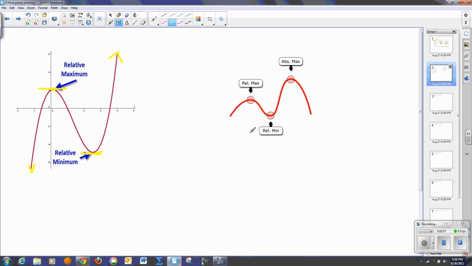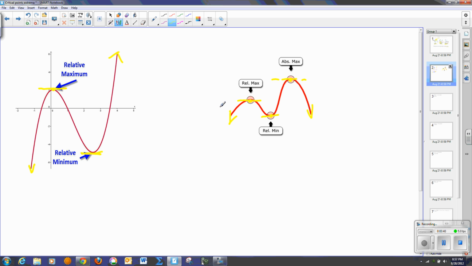Now, if you look at the graph over to the right, again, here's a relative max, because at that horizontal tangent line point, or at that critical point, we get a relative high point. Here's a relative min, because again, at that horizontal tangent to the curve, we get a low value. Our lowest value is somewhere way down to the left or somewhere way down to the right. But you'll notice this graph has a highest point of all, because it doesn't go up forever like the graph on the left. This is the highest point on the graph, and we call that an absolute max. And that will also have a horizontal tangent line.